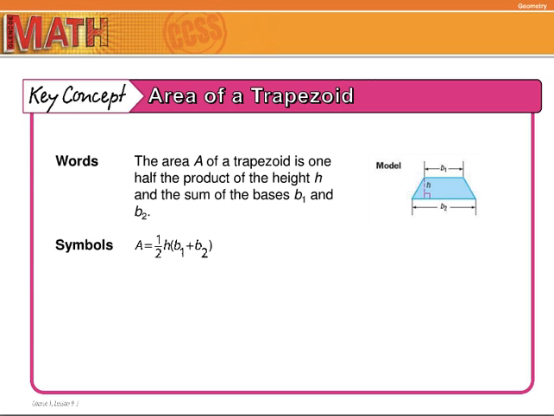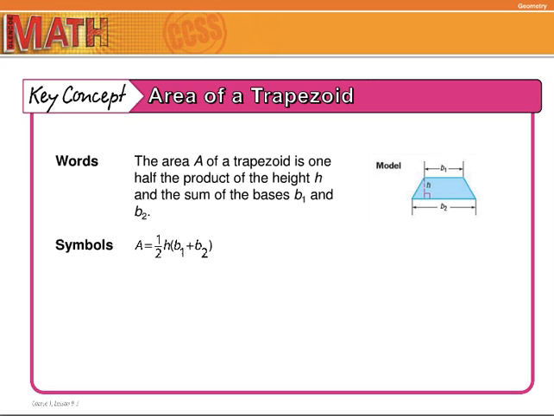The area of a trapezoid. So we've kind of been talking a little bit about formulas. So we learned the formula for a parallelogram for the area is area equals base times height. And the formula for the area of a triangle is 1/2 the base times the height. So today we're going to learn the formula for the area of a trapezoid. The area of a trapezoid is 1/2 the product of the height and the sum of the bases B1 and B2. Okay, so that's kind of a lot that is being said in there.